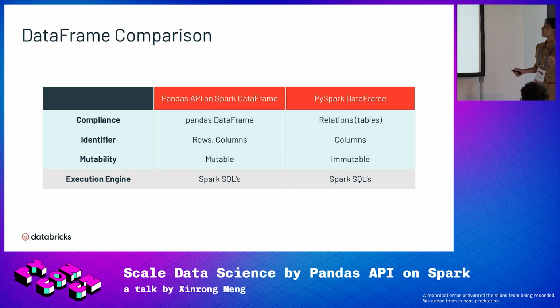Second, a Pandas on Spark frame has both row and column identifiers called indexes, as per Pandas. A PySpark frame only has the column identifier. Third, a Pandas on Spark frame is mutable. However, a PySpark frame is immutable. But despite all those differences, both frames share the same execution engine, the one from Spark SQL, which includes the Catalyst Optimizer we mentioned earlier.